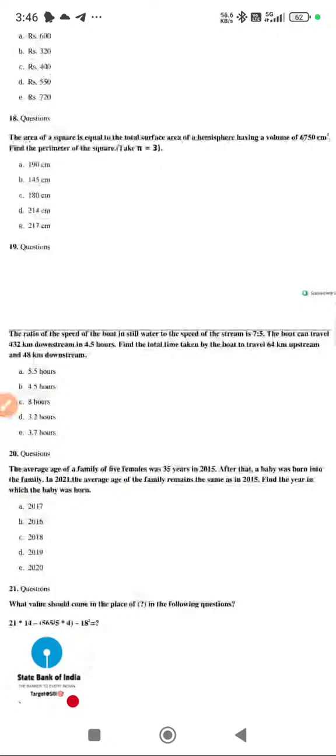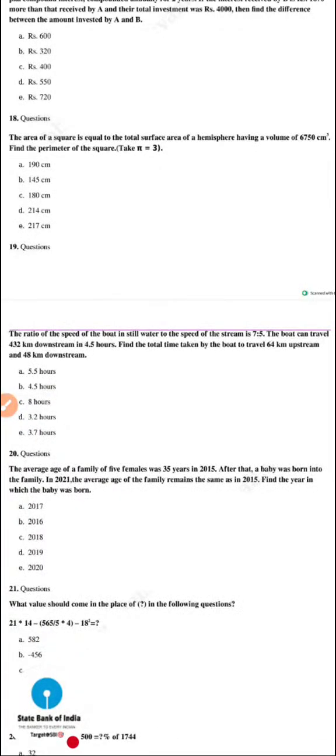Next, 18th question. The area of a square equals the total surface area of a hemisphere having a volume of 6750 centimeter cube. Find the perimeter of the square. Take pi equals 3.